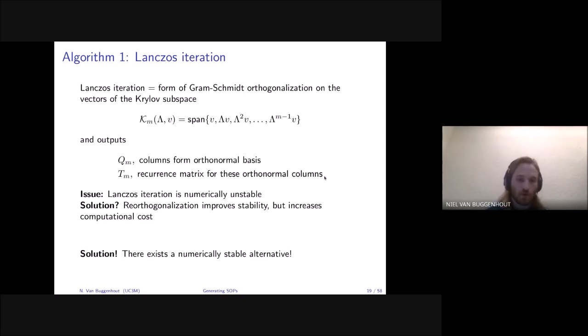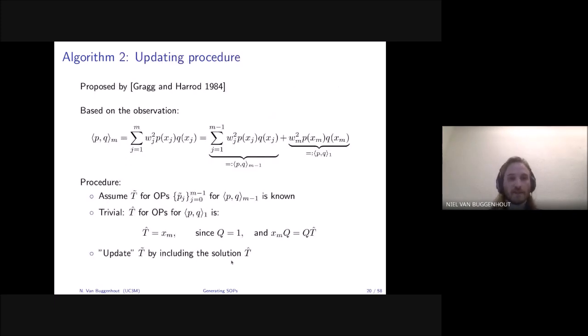One first solution that you can think of is to do reorthogonalization. This means that you do not do Gram-Schmidt orthogonalization once, but you do it a second time as well. This does improve the numerical stability a bit, but it also increases the computational cost. But there is another, better algorithm, an alternative which is numerically stable, and that is the second algorithm I will talk about, the updating procedure.